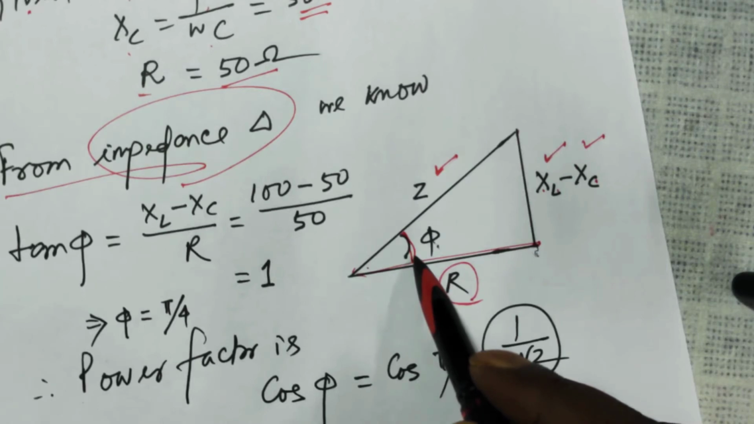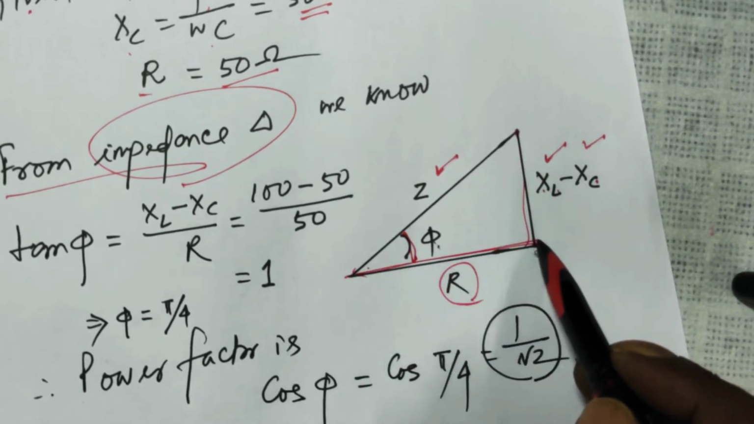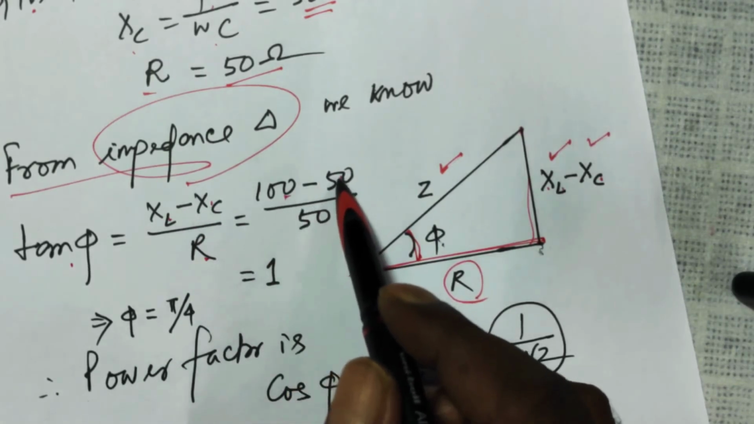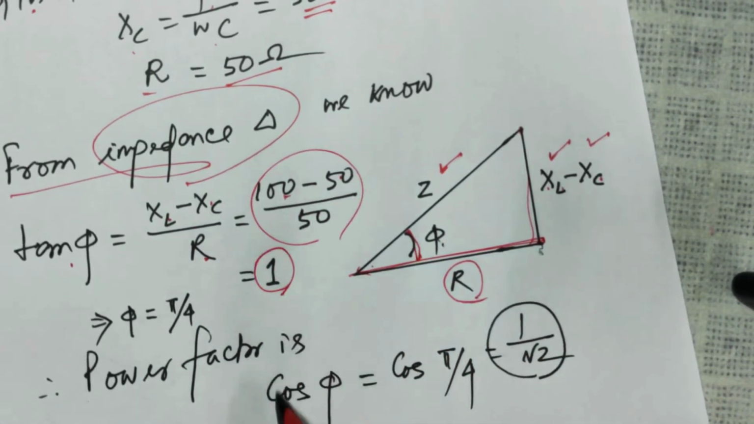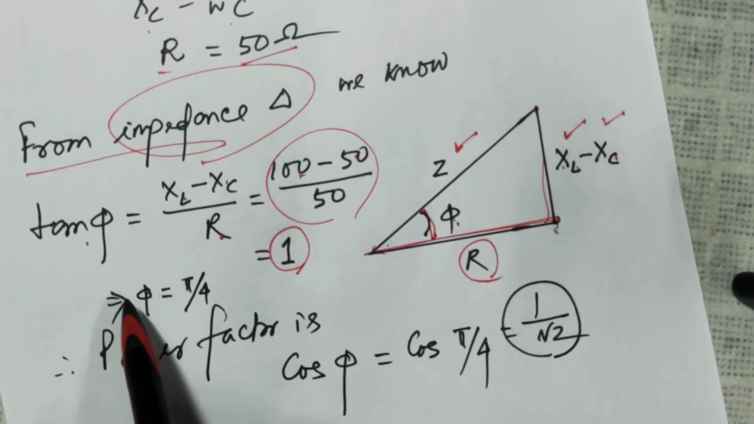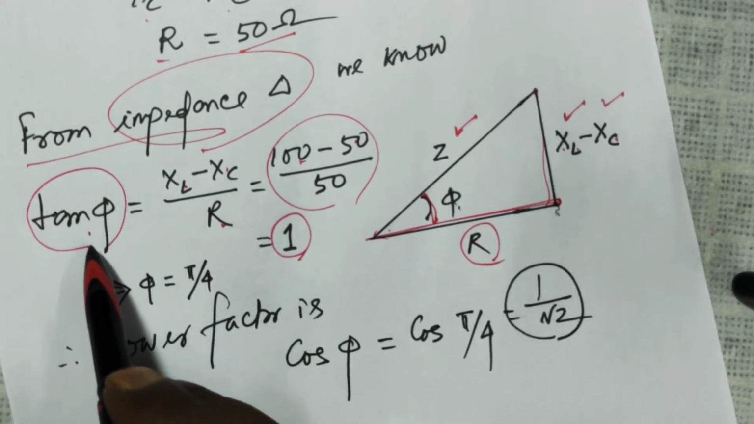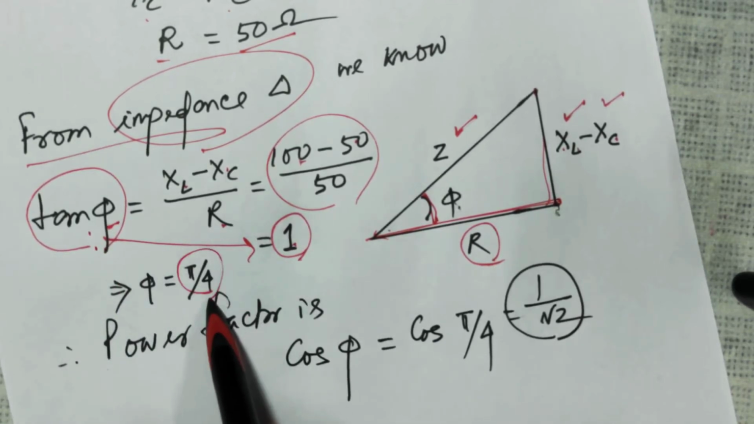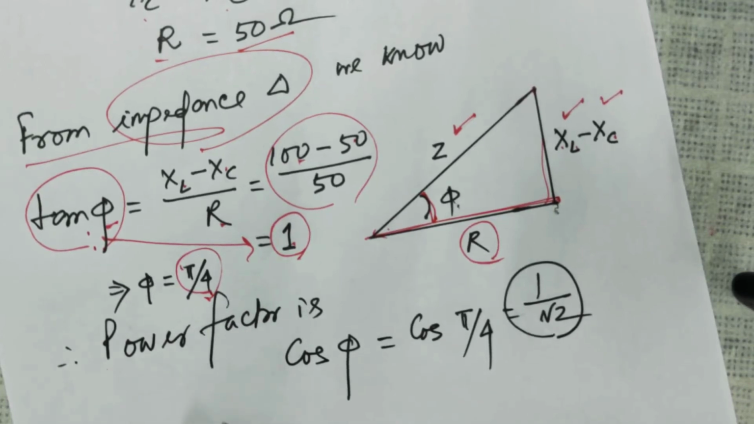So from here your tan phi will be perpendicular by base. So your tan phi will be XL minus XC over R, that is 100 minus 50 over 50, which comes out to be 1. So in the trigonometric table of the tan function, where do you come across 1? If phi is equal to pi by 4, that is 45 degree. And we are asked to find the power factor.